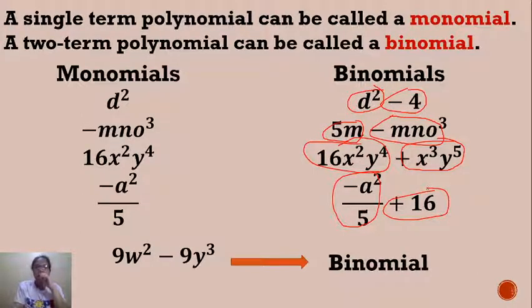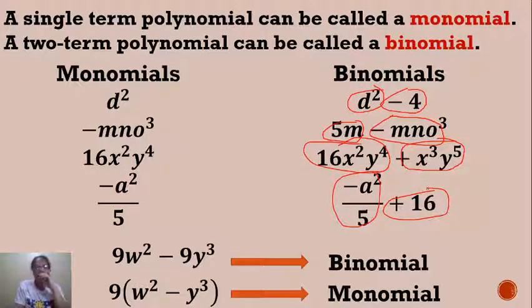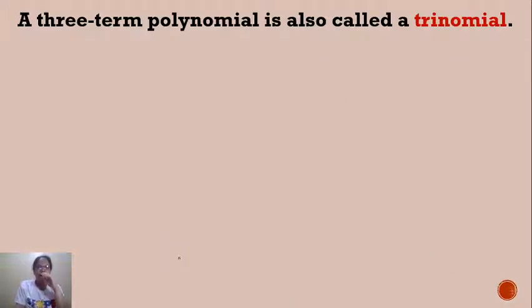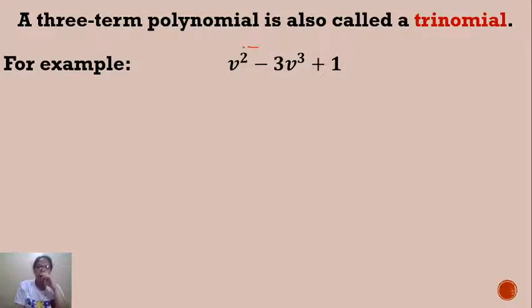Now, there's an example of a binomial, 9w squared minus 9y cubed, wherein if we factor out 9, it becomes a monomial. So this is a single-term polynomial. A three-term polynomial is also called a trinomial. For example, v squared minus 3v cubed plus 1, which contains the terms v squared, negative 3v cubed, and 1.